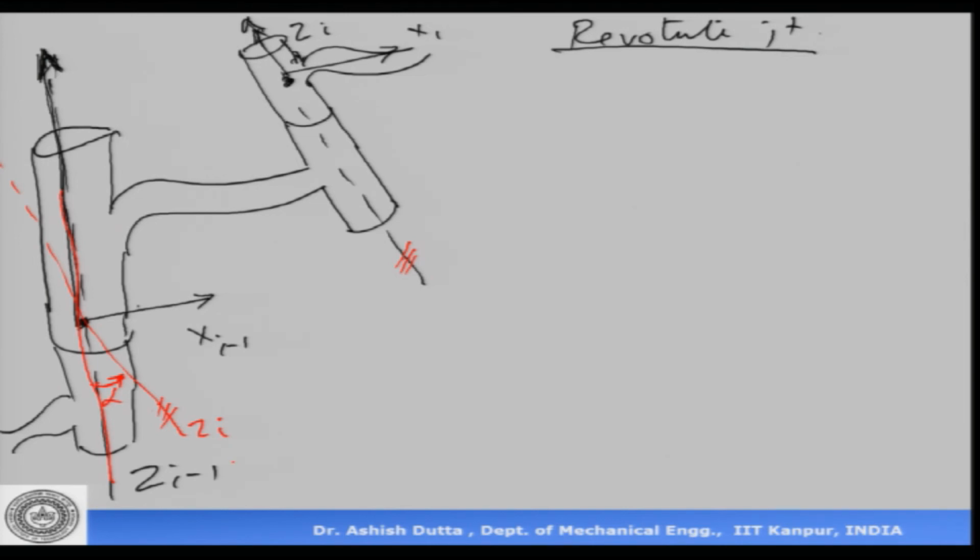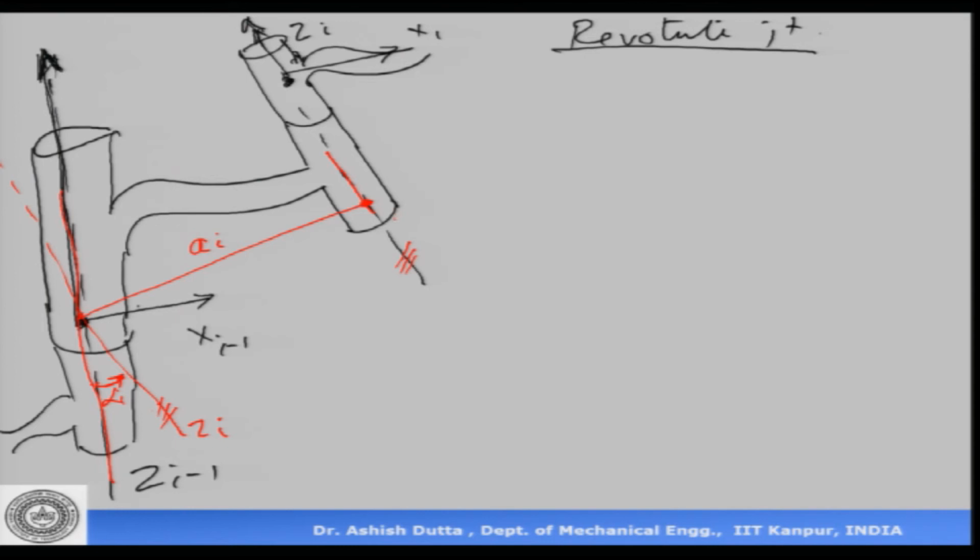Next, what we do is we move the origin from here to there. Now if I move the origin from here to here by a distance a, let us call this distance a i, this is my angle alpha i. So now what would happen is your z axis is already aligned.